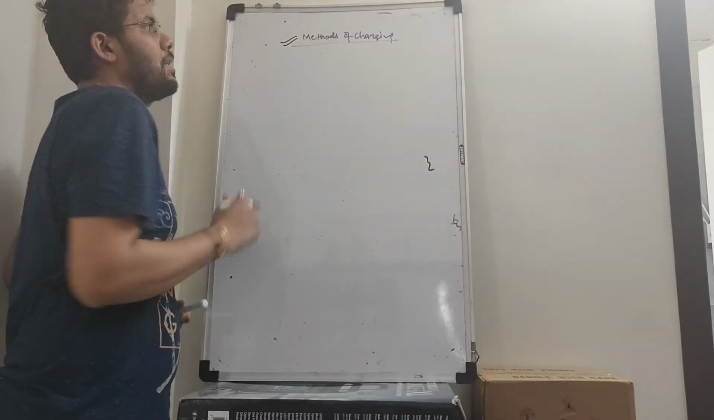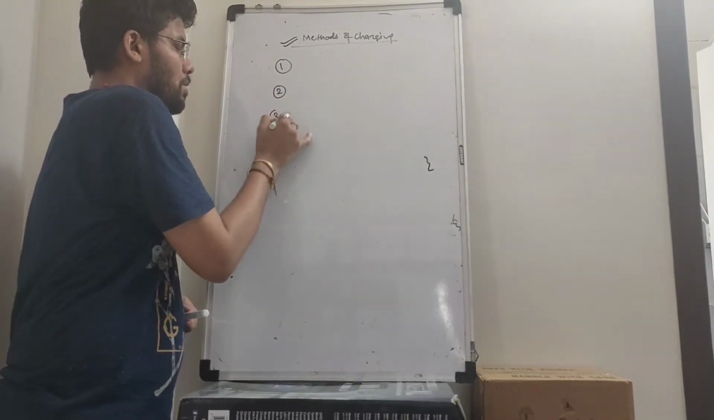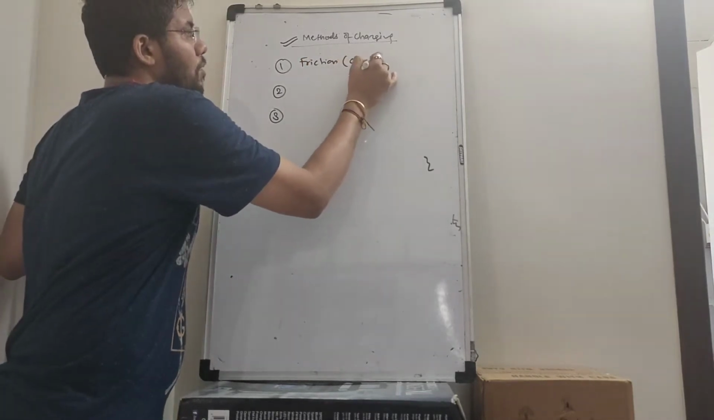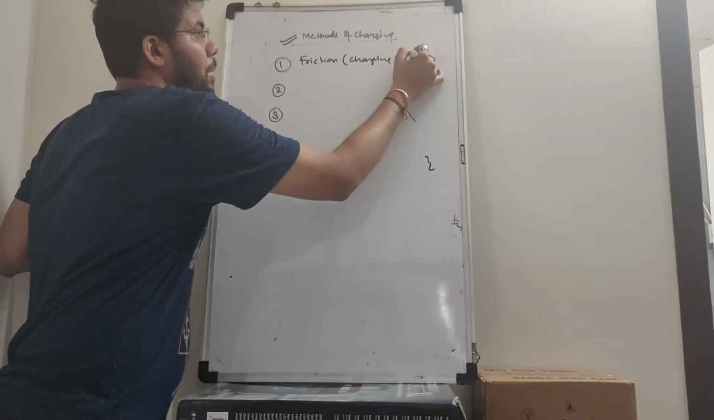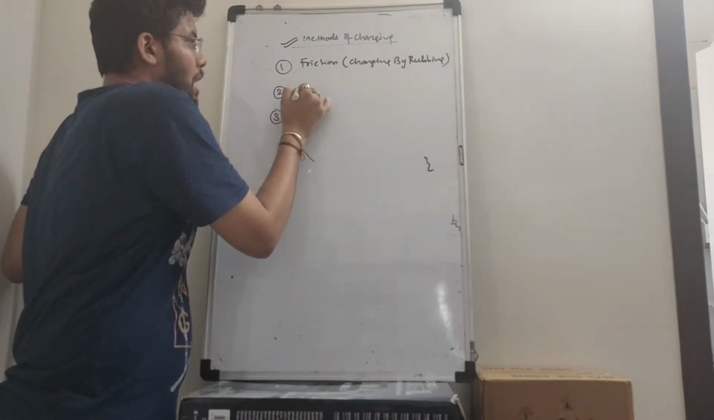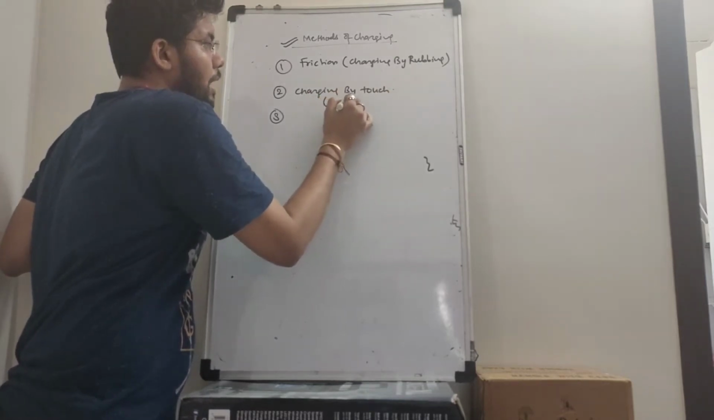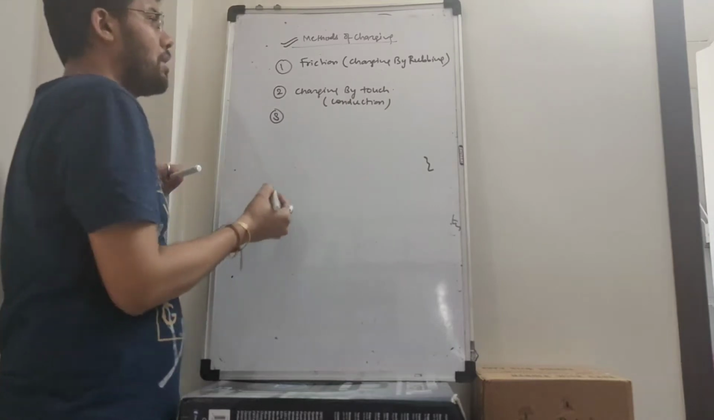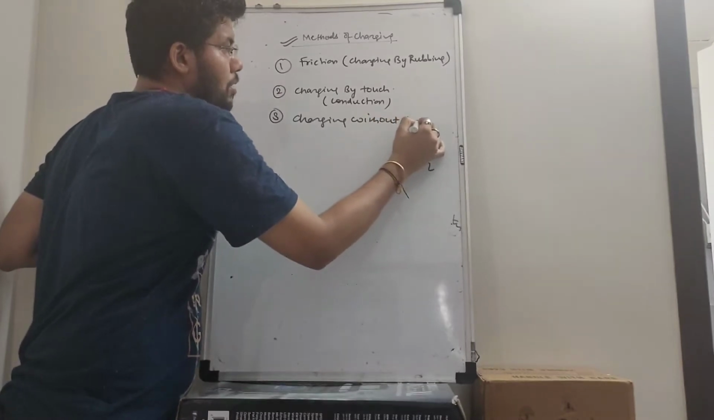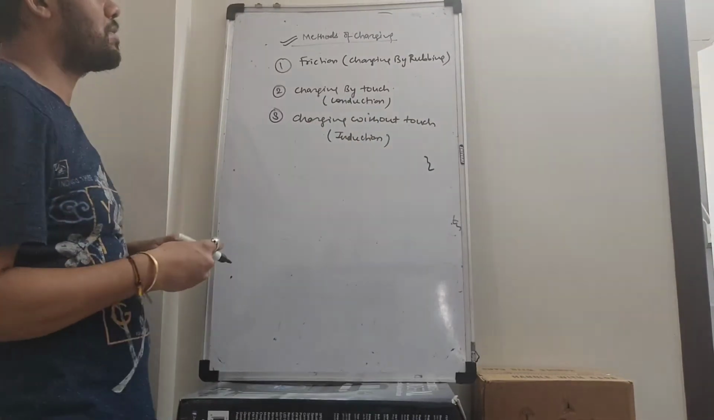So, as we discussed in the last class, three methods of charging are there. First method is charging by friction or charging by rubbing. Second, charging by touch. This is also known as conduction. And third method is charging without touch. That method is known as induction. So these are the three methods of charging.